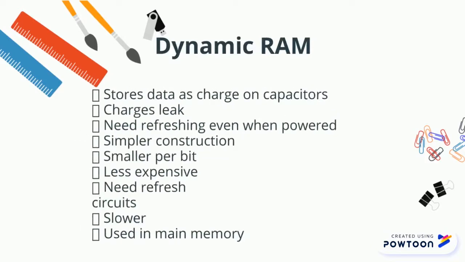Things that happen when using dynamic RAM. First, it stores data as charge on a capacitor. Second, the charge leaks. Third, it needs refreshing even when powered. Fourth, simpler construction. Fifth, smaller per bit. Sixth, less expensive. Seventh, it needs a refresh circuit. Eighth, slower. Ninth, used in main memory.